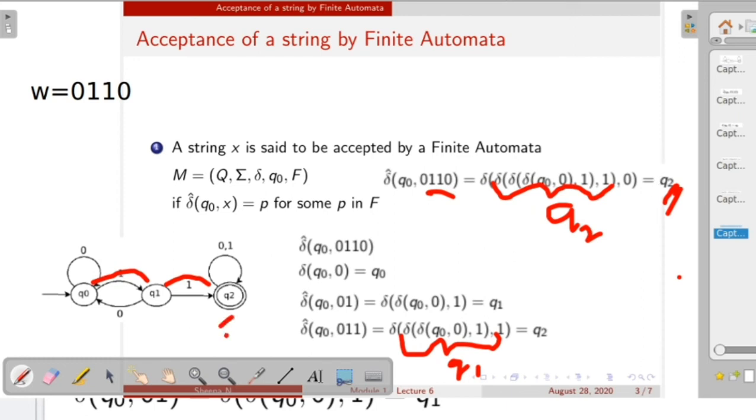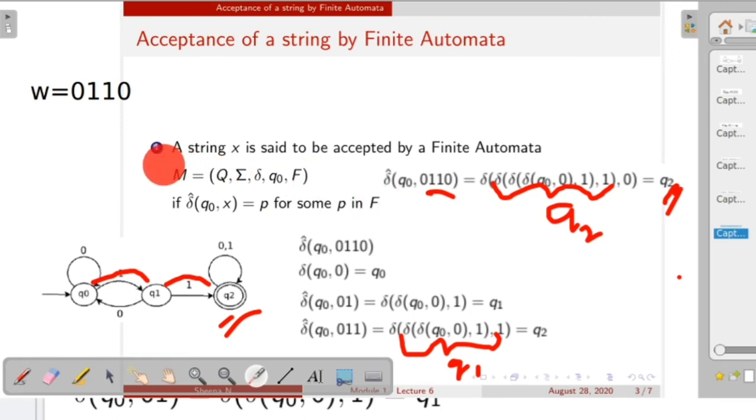Here q2 is a final state, so we can say that the string is accepted by the finite automata. Clear? So that means a string x is said to be accepted by a finite automata M = (Q, Σ, δ, q0, F) if and only if delta cap of q0 comma x is equal to p for some p in F, where F is the set of final states.